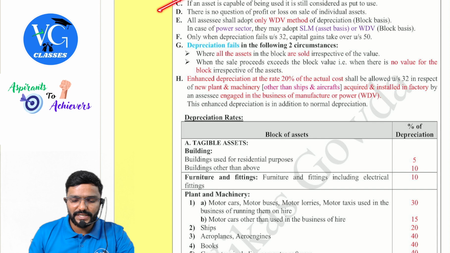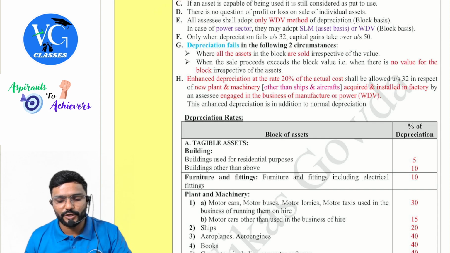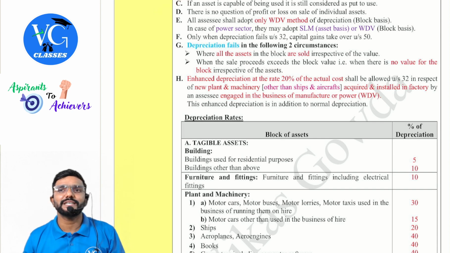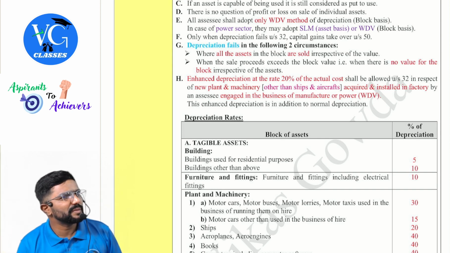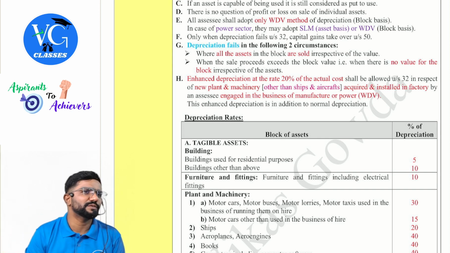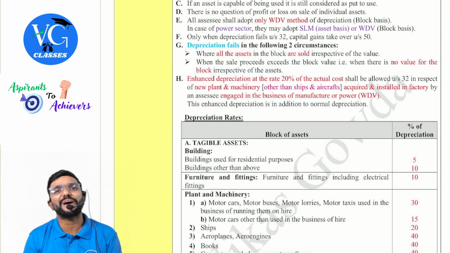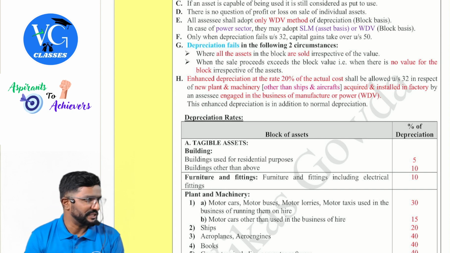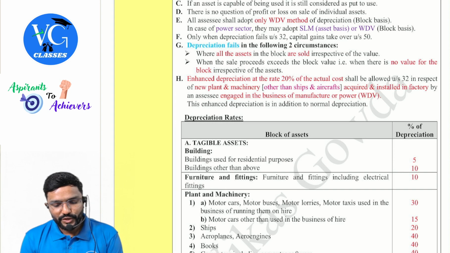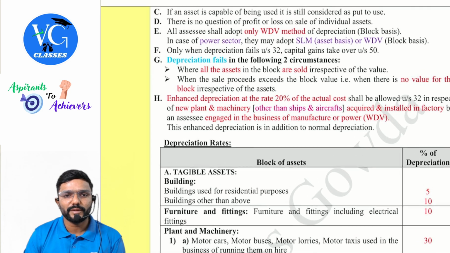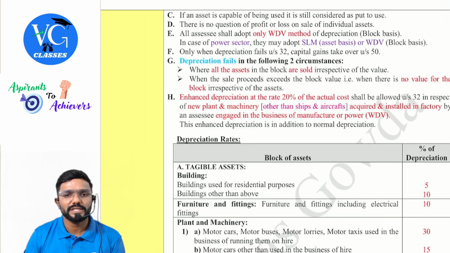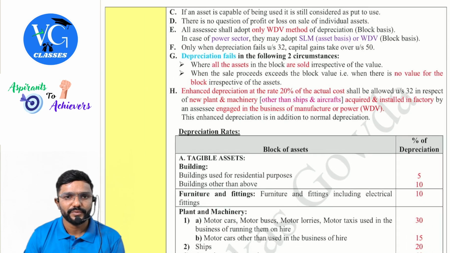Next, C. If an asset is capable of being used, it is still considered to be put to use. Sir, asset was ready to use, I have never used it during the year. Can I claim depreciation on it? Yes, because it was ready to use. Depreciation will be charged even for passage of time, not only for usage. There is no question of profit or loss on the sale of individual asset. When each individual asset is sold from the block, we never calculate profit or loss on the sale of such asset, guys.